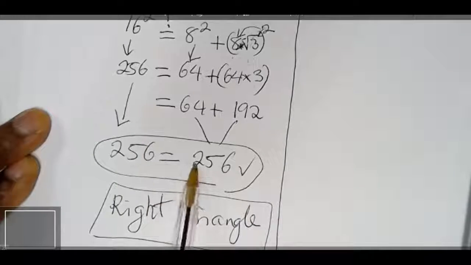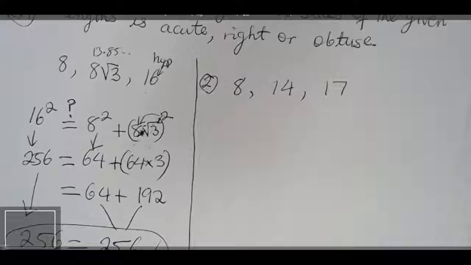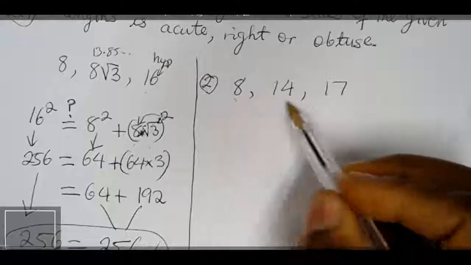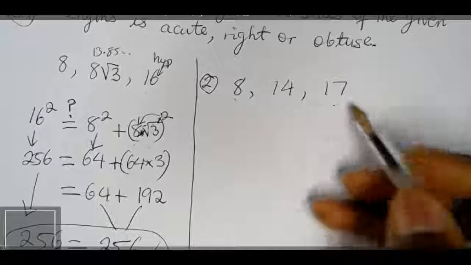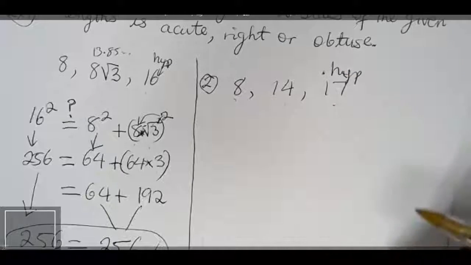Because using Pythagorean theorem, the proof. Let's look at another one. Here we have 8, 14, 17. We can see right away that 17 is the largest. So 17 is going to be the hypotenuse.